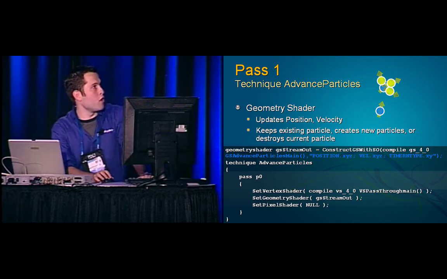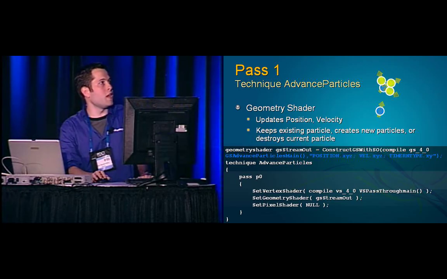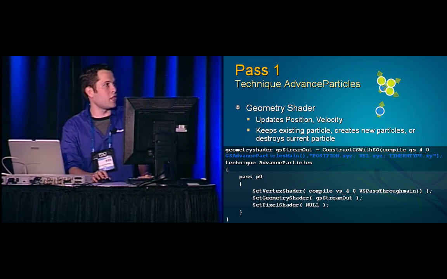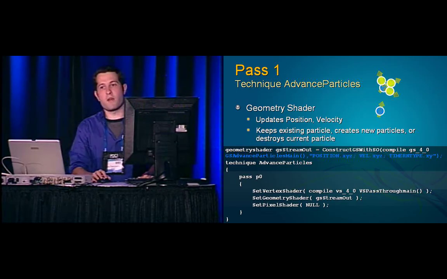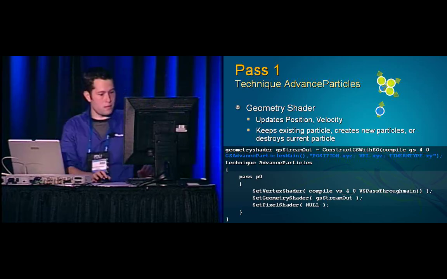And here below, we've actually defined the format of the data that we're going to stream out to our buffer. So this is basically our technique in the effect system where we're setting our vertex shader that's just passing the data through. The geometry shader is going to advance the particles and then stream out the data to the buffer. And then we're not going to render anything, so we're setting our pixel shader to null.